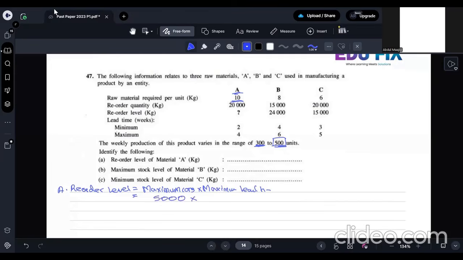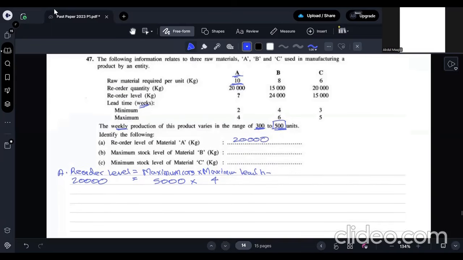Okay, now both are in weeks, right? Weekly production and weekly lead time. So the lead time also is in weeks. So maximum lead time is 4 weeks. Then it will be 20,000 kilograms. 20,000 kilograms will be a reorder level.